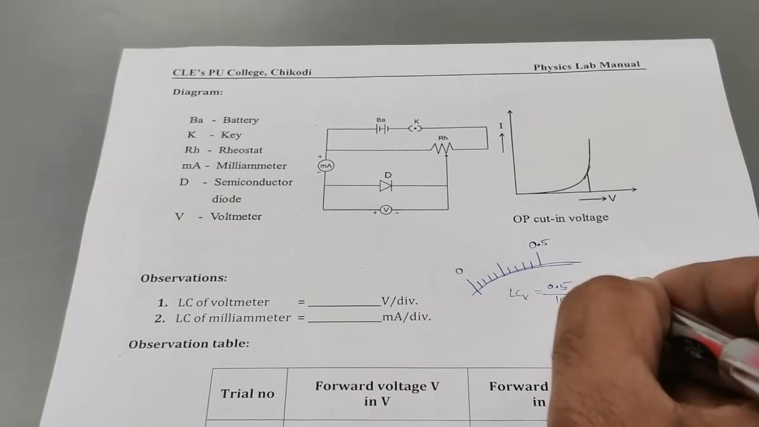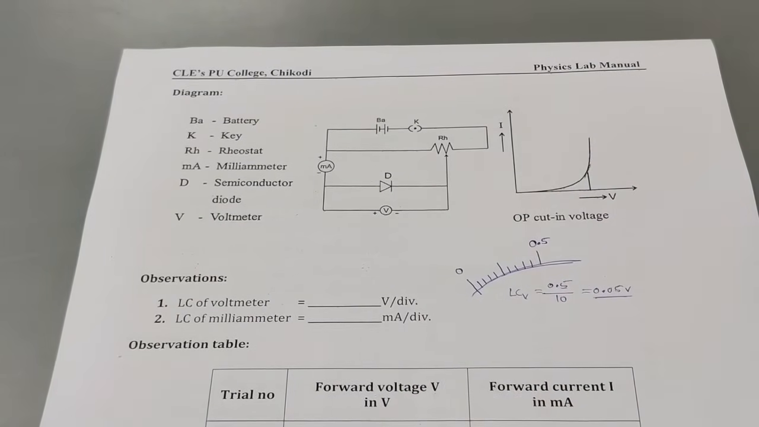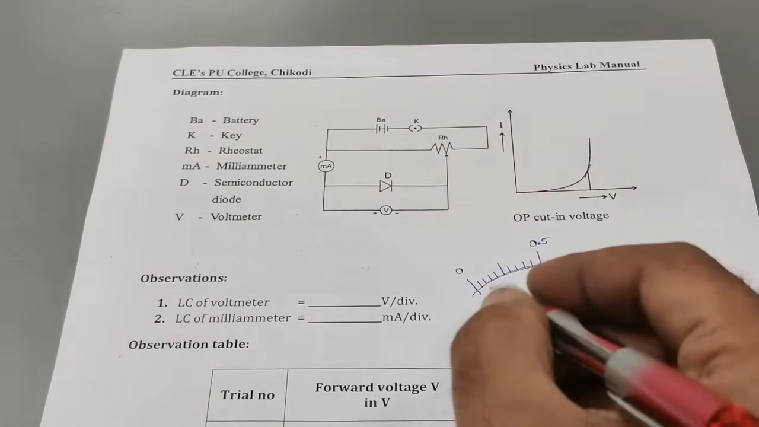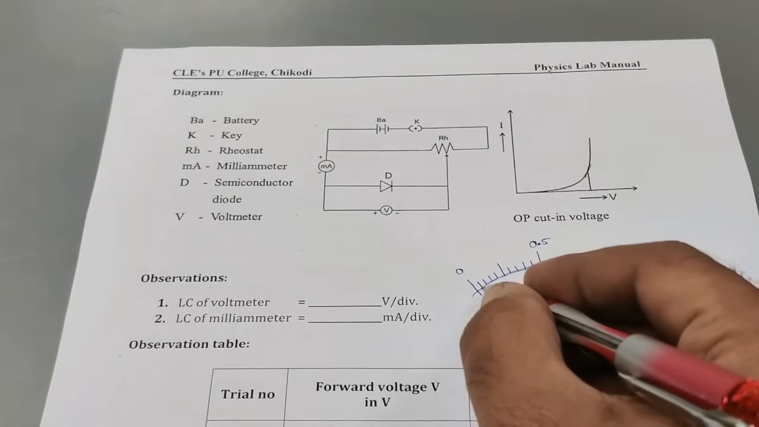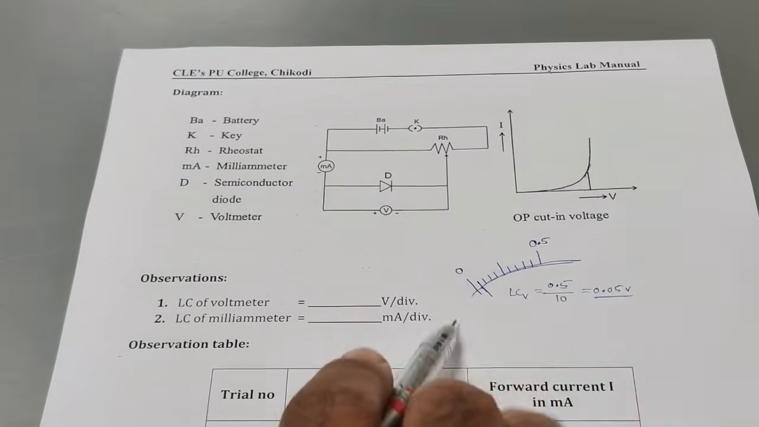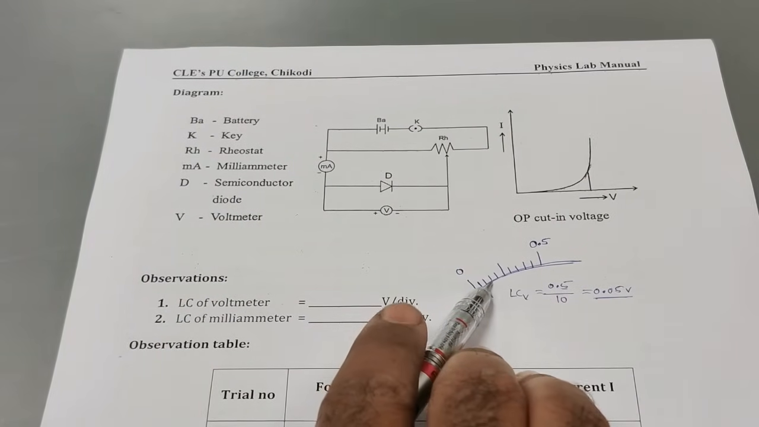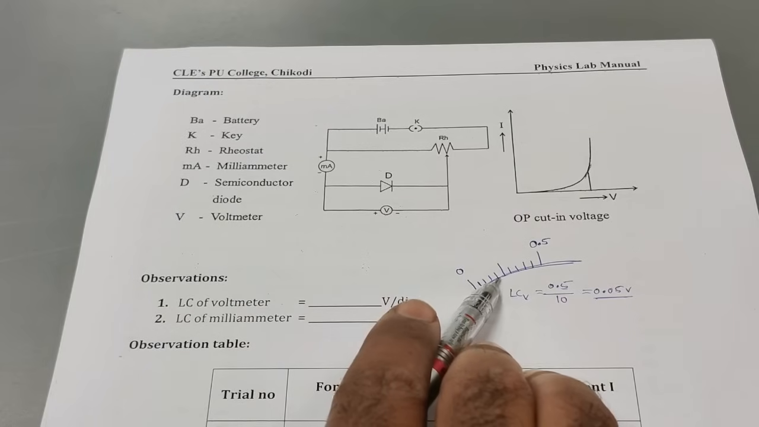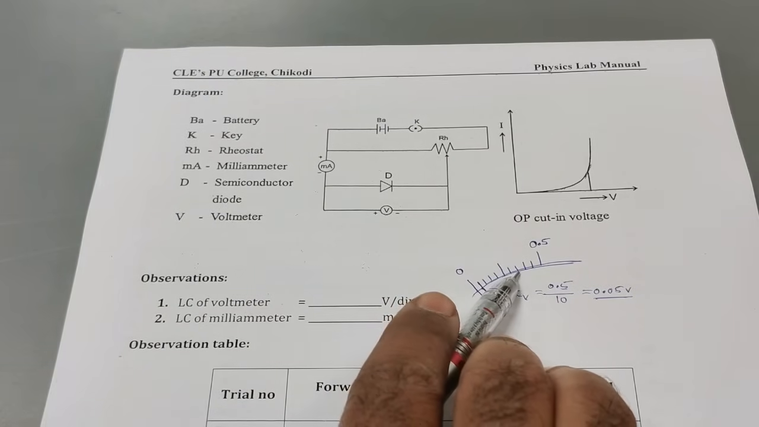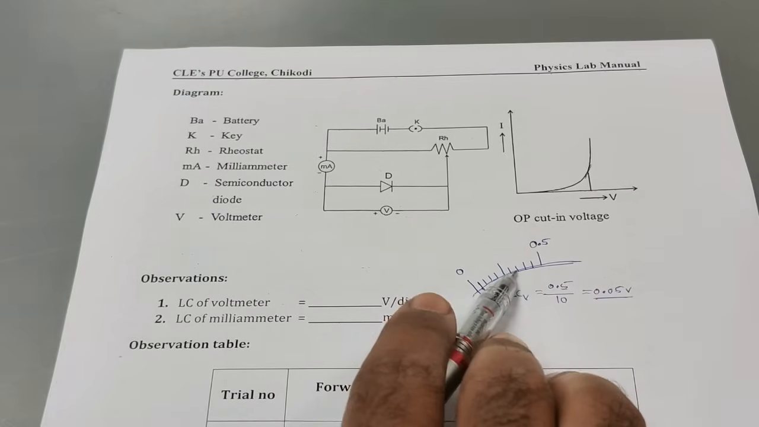So this will be 0.05 volt. This is the LC of the voltmeter. If the needle of the voltmeter is at this point, the reading is 0.05. If it is at the second division, it is 0.05 plus 0.05, which means 0.1. So next 0.15, 0.2, 0.25, 0.3, 0.35, 0.4, 0.45, 0.5. Like this will be the values, right?